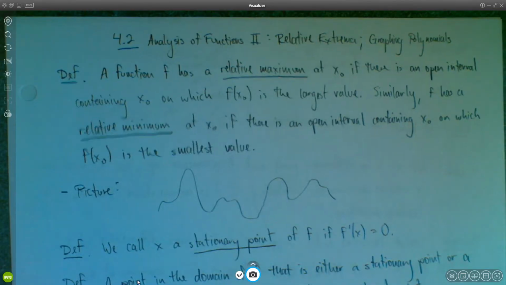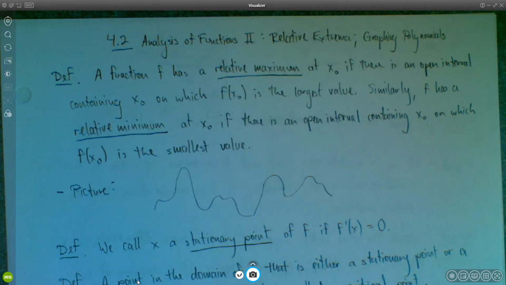All right, so the next thing that we're going to talk about now in 4.2, we're going to talk about relative extrema and graphing polynomials. And really, this is just more information relating to the idea of increasing and decreasing functions and related to the idea of concavity. So we're really just building on what we talked about in 4.2. So let's get into it, right?